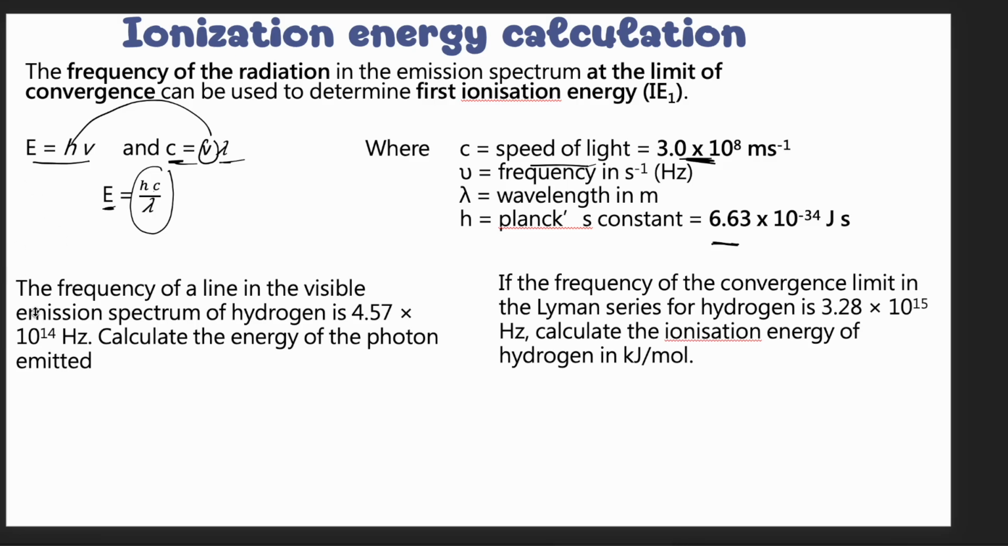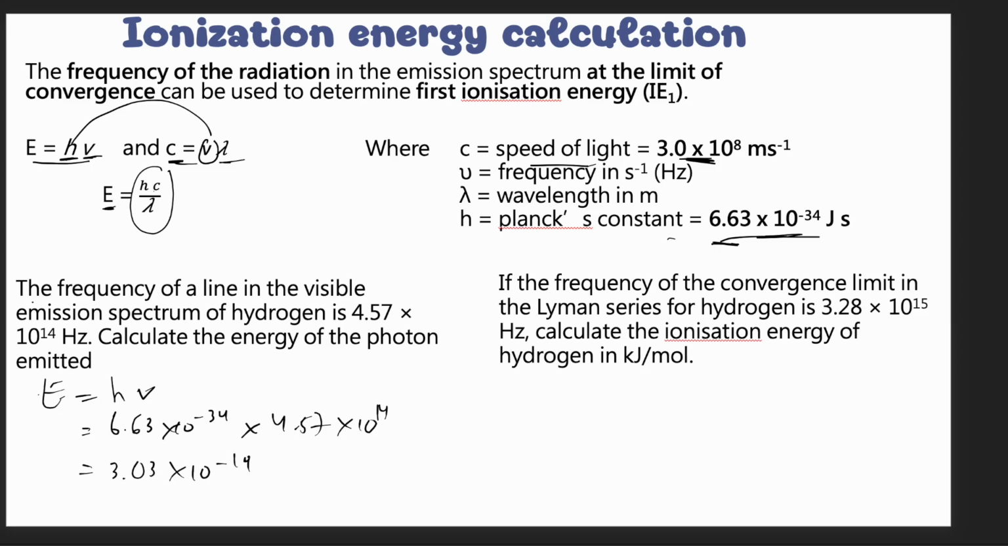Let's calculate this. The frequency of a line in the visible emission spectrum of hydrogen is 4.57 times 10 to the power 14 hertz. So this is the frequency. Calculate the energy of the photon. Frequency is known, Planck constant here. So you can calculate energy equals Planck constant times frequency. So 6.63 times 10 to the power negative 34 times the frequency, 4.57 times 10 to the power 14. The answer is 3.03 times 10 to the power negative 19 joule.